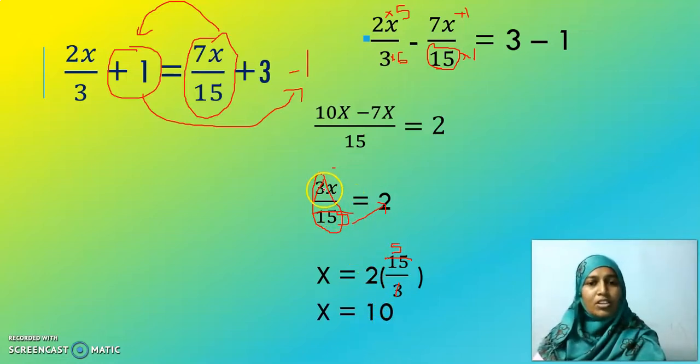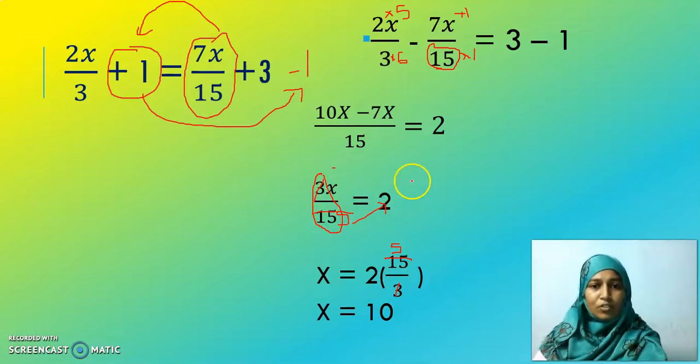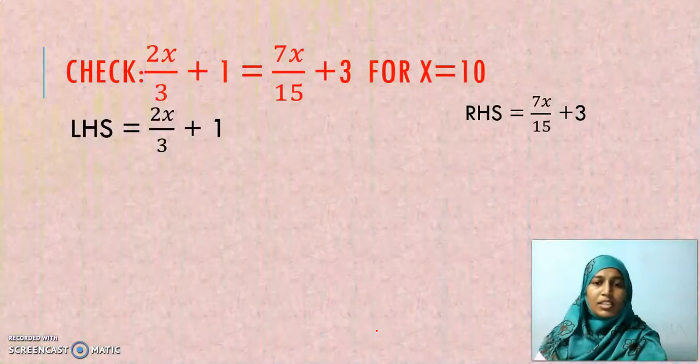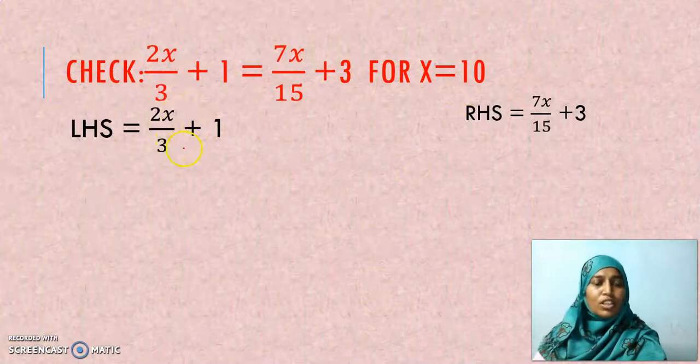Do you understand, my dear children? Cancel it, transpose this 5 to this side, and you get the answer. If you have forgotten to cancel it, you have to transpose the whole fraction as a reciprocal to the right hand side. So anyhow, our answer is unique. 10 is the answer. Now let's check whether it satisfies the equation.